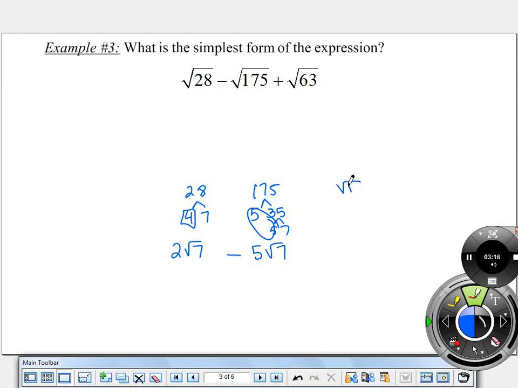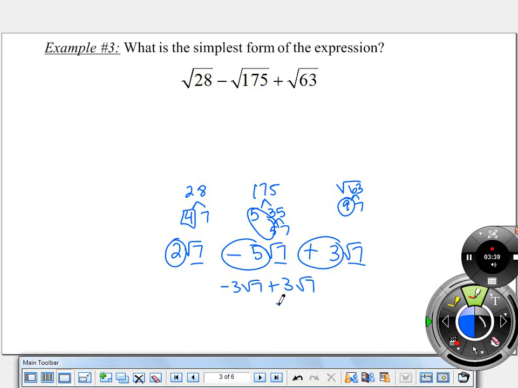And then 63, 9 is a perfect square, so I'm going to have 3 rad 7. So all of these have rad 7, so they can all be combined like like terms. So we're going to do 2 minus 5 plus 3. So that's going to be negative 3 rad 7 plus 3 rad 7, which actually in this case is just going to be 0.